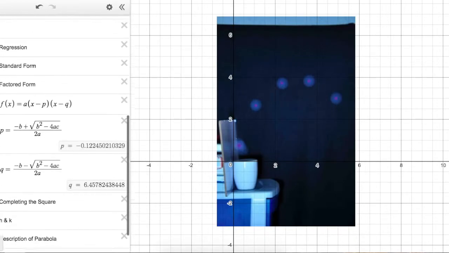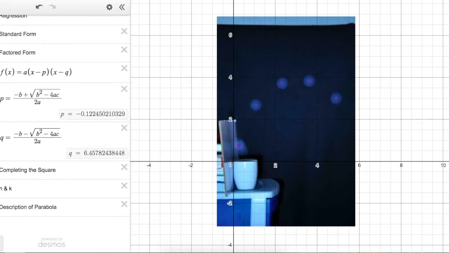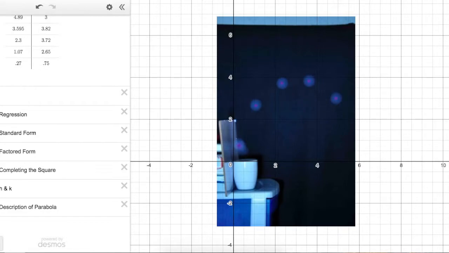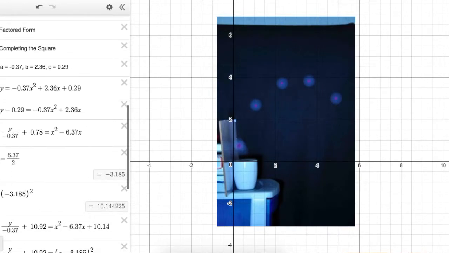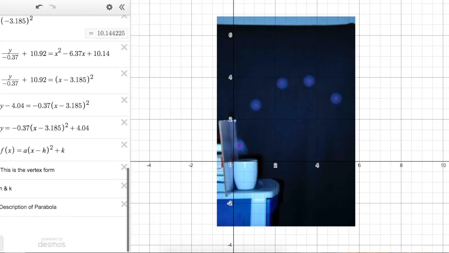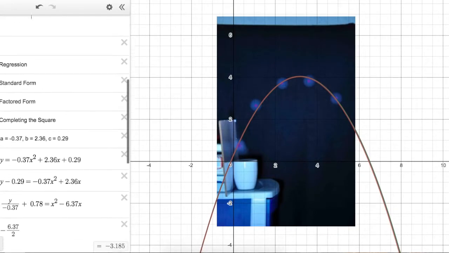Then we transform the standard form equation into a factor form equation, which is f of x equals a times x minus p times x minus q. By plugging in the a, b, and c values into the quadratic equation, we find p and q. To get the vertex form of the equation, we had to use the method of completing the square. After this process, we get our vertex form equation.